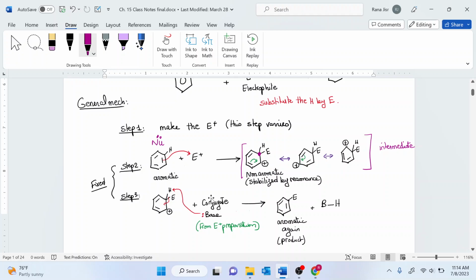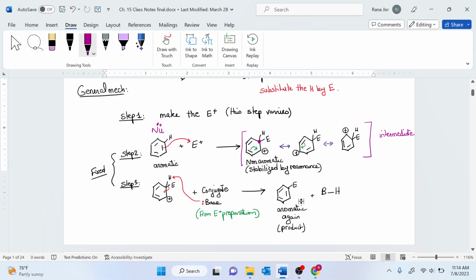So that base, we're going to use it in order to regain the aromaticity of the ring. The role of the base is to come and take a hydrogen. Bases always take a hydrogen just to restore the aromaticity of the ring, and you're going to get your product.